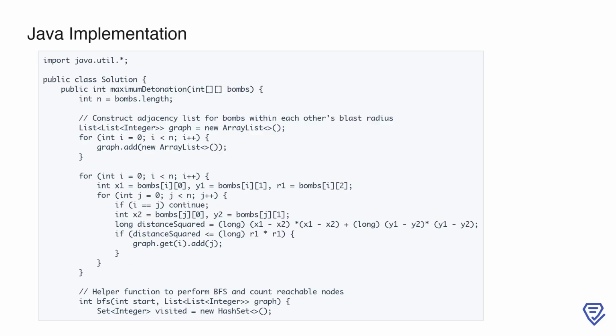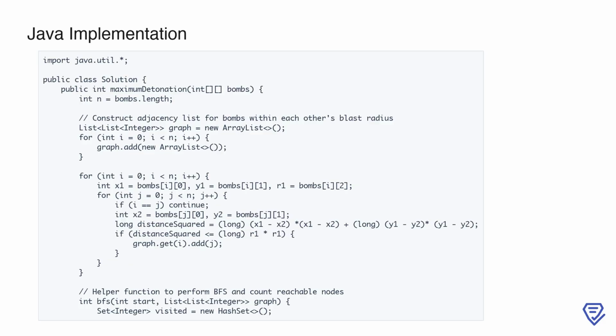This method takes a 2D array of bombs as input, where each bomb is represented by its x and y coordinates along with its blast radius. The first step is to determine the number of bombs, which we store in the variable n. Next, we construct an adjacency list to represent a graph, where each bomb is treated as a node, and an edge connects two nodes if one bomb is within the blast radius of the other.